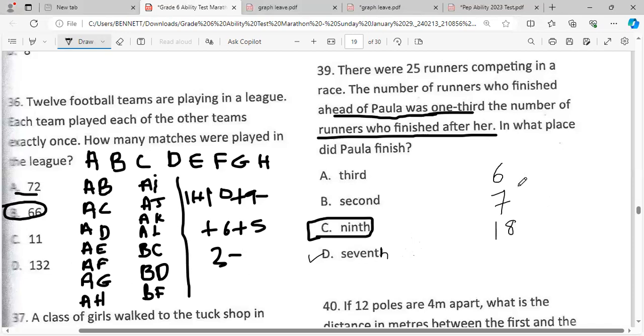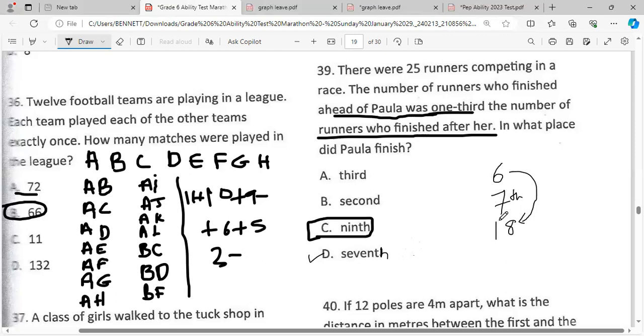So if you add these, you get 24. So her position is this. This is the 7th position. This is not 7. This is just 7th position. So this is 1 person. So this is the order. 6 persons finish ahead. She's at 7th position. And then this is the 18 persons that are behind her. So we can check.